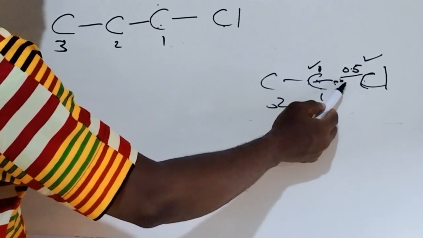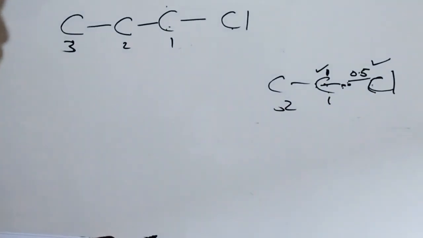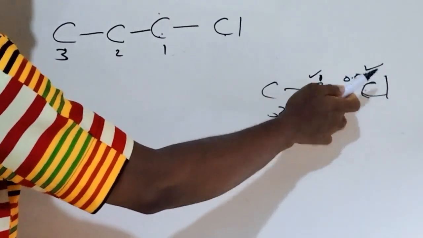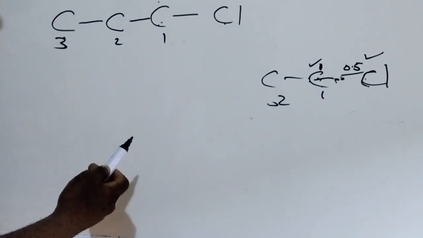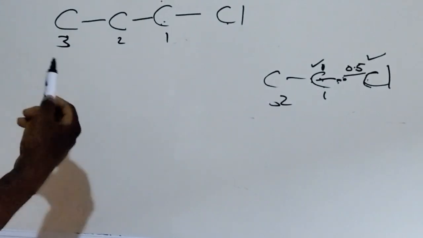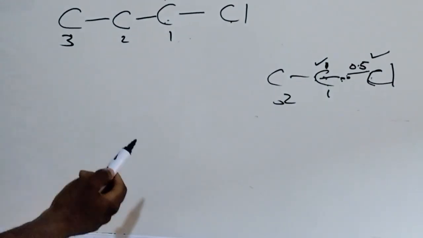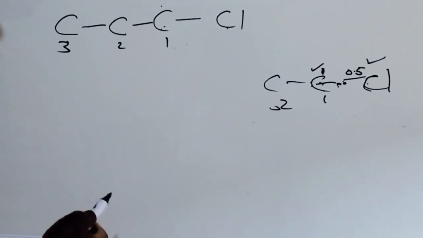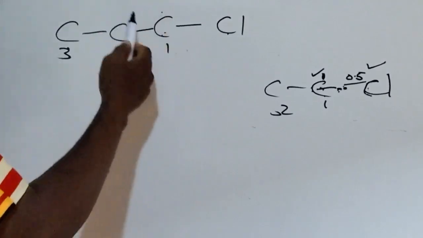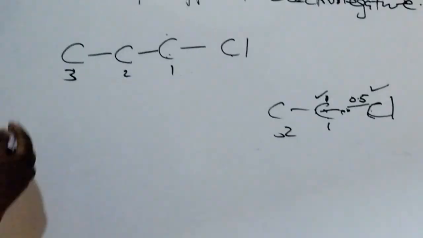But can chlorine take the whole electron away? The answer is no, because the bond here is covalent. So carbon will still partake in the sharing of the electron, but chlorine puts the electron closer to itself than carbon. And that leads to polarization of the bond, making the bond polar or somehow soluble in water. Such an effect is what is called inductive effect.